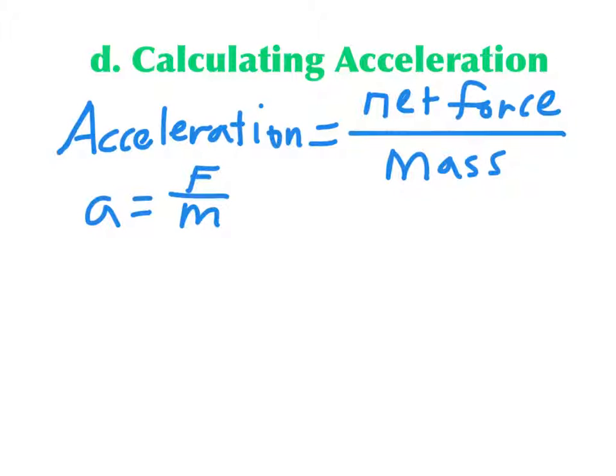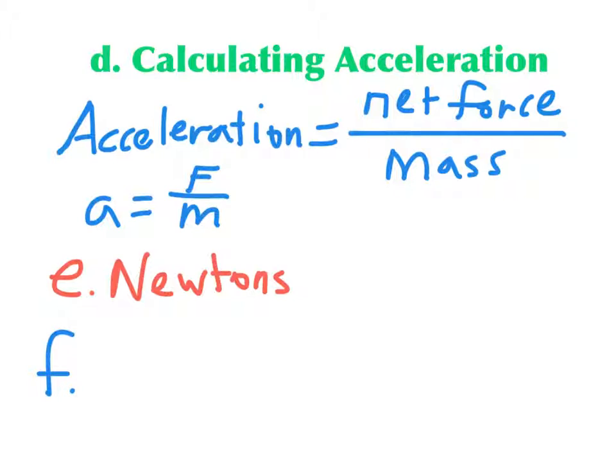Now, letter E says the units for force are called newtons, or N, and are equal to kilograms times meters per second squared. Letter F says if we know mass and acceleration, we can find force according to the following. So we can change this to equal F equals mass M times our acceleration. And we're going to do some practice with that formula in just a second here.